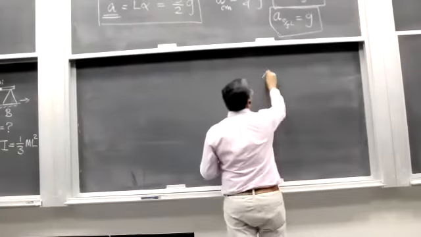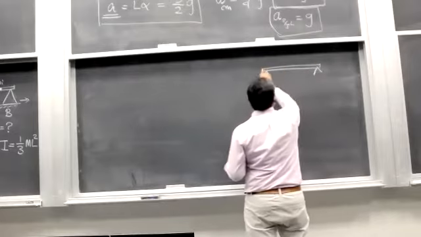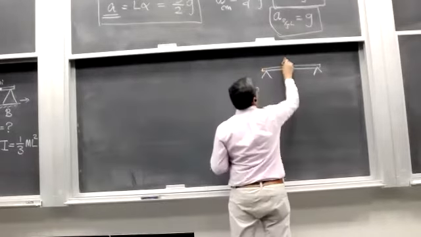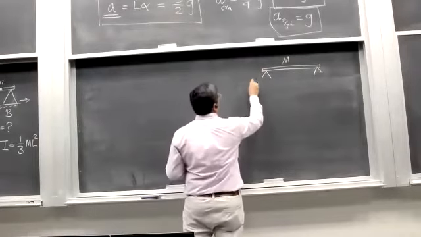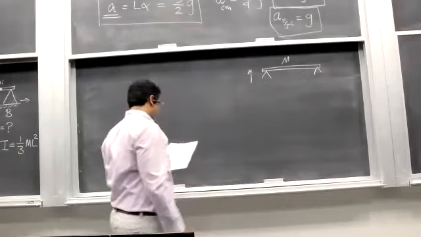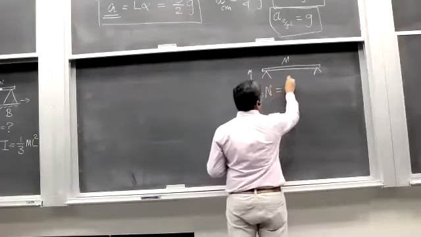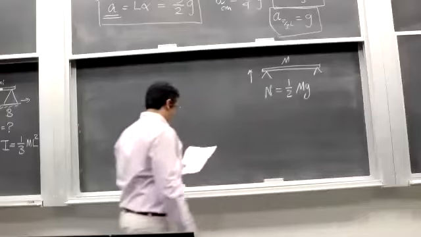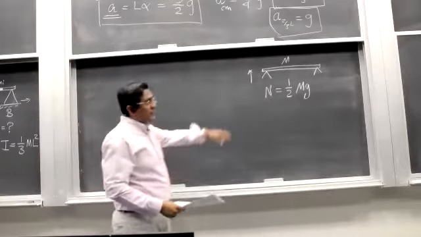So again, the rod of mass m is resting on these two wedges. What is the normal force? Half mg, yes, because there are 2 points. Very good, it's very simple. Half mg is the normal force. But that is when there is no movement.